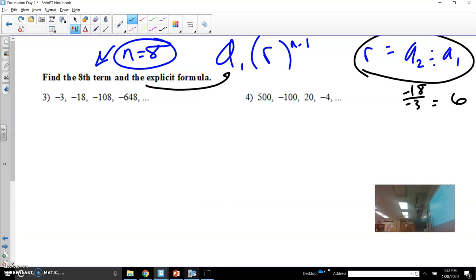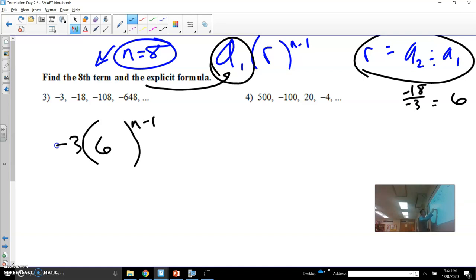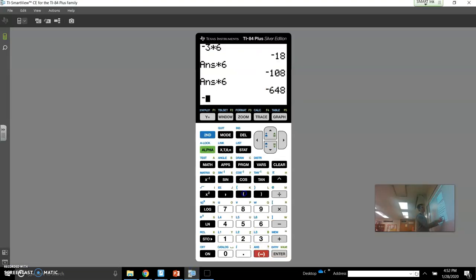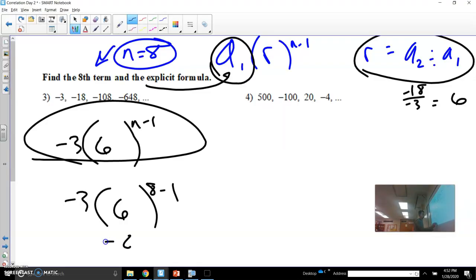So the first number in the sequence is -3. That's what this part means, the first number. And then you're multiplying by 6, n minus 1. We now want to find the future term, the 8th term in the sequence. So we have our formula, but now we're going to use that formula to calculate some future term. So -3 times 6. And then I want to do the power as 8 minus 1. And so here is our new 8th term, -839,808.